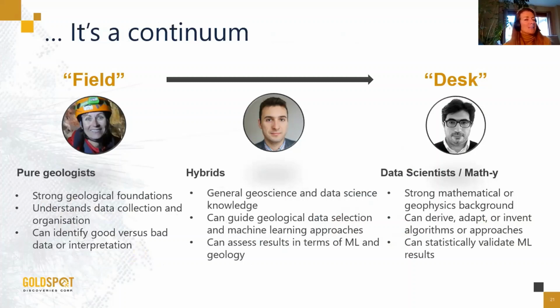But what I'm getting at is that it's a continuum. So we have our field geologists or pure geologists with strong geological foundations, and they understand data collection and data organization, and they can identify good versus bad data and good versus bad interpretations. And then we have our hybrids in the middle who know about general geoscience, but also general data science, and they can guide geological data selections, and they can assess results in terms of machine learning and geology.